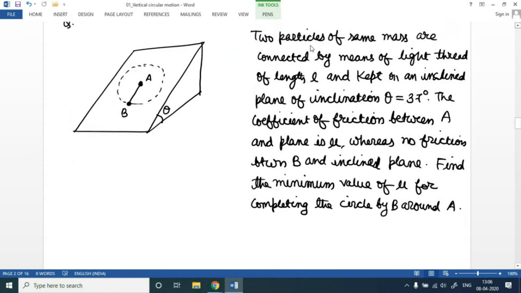So here what we are having, two particles of same mass, let's say m, connected by means of light thread of length L. So this is length L, and is kept on an inclined plane of inclination 37 degrees. So this theta is given to us as 37 degrees, and there is some friction between A and the inclined plane, but there is no friction between this B and the inclined plane. Okay, so this is A over here, which might be fixed due to friction.